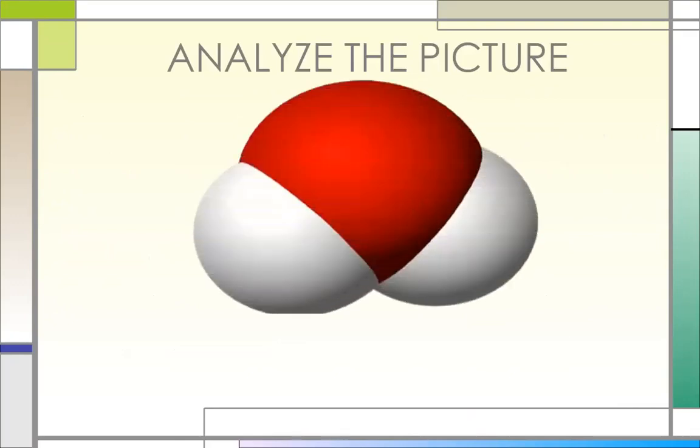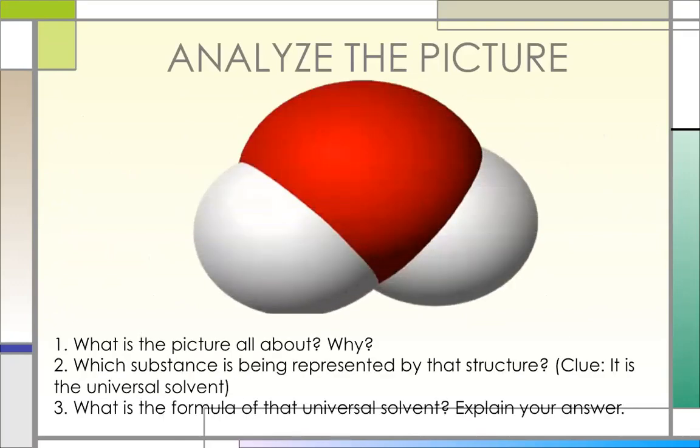Let's analyze the picture first. What is the picture all about? Which substance is being represented by that structure? Clue: it is the universal solvent. What is the formula of that universal solvent? Explain your answer. You are right.